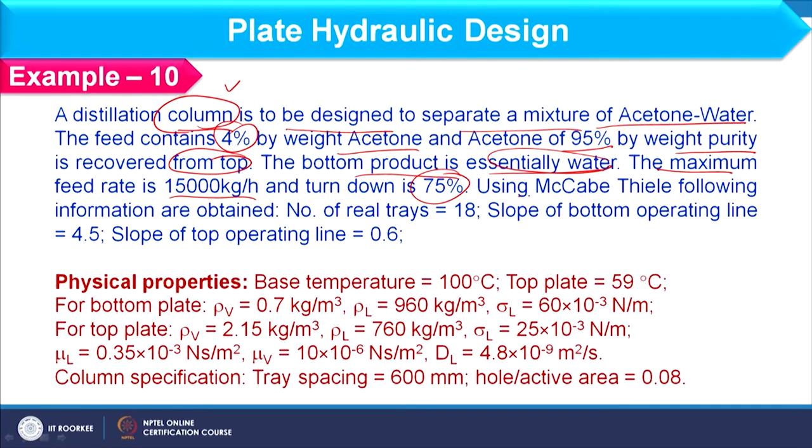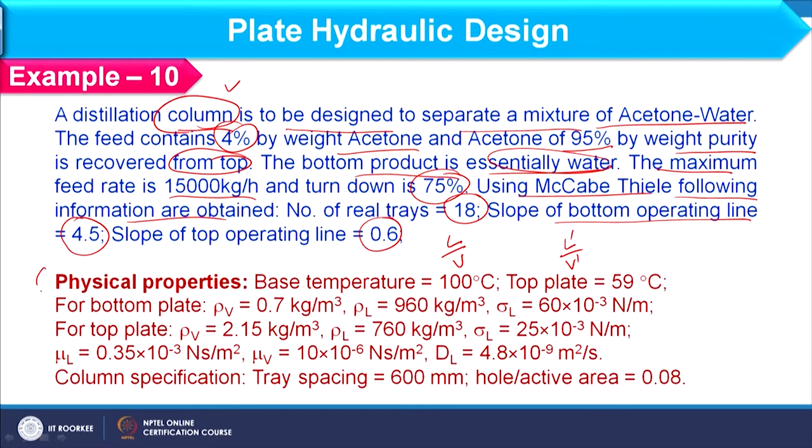Using the McCabe-Thiele method, we can obtain the following information: the number of trays is 18, the slope of the bottom operating line is given as 4.5, and the slope of the top operating line is given as 0.6. As far as these slopes are concerned, for the top operating line it should be L by V, and for the bottom it should be L dash by V dash.